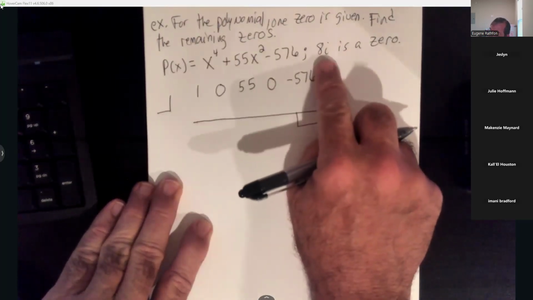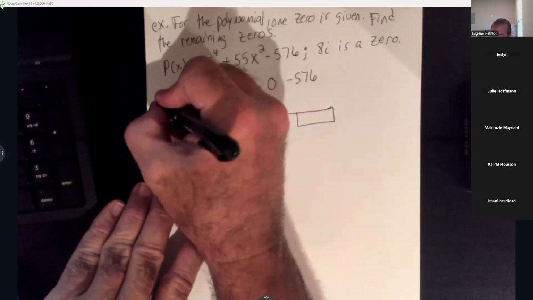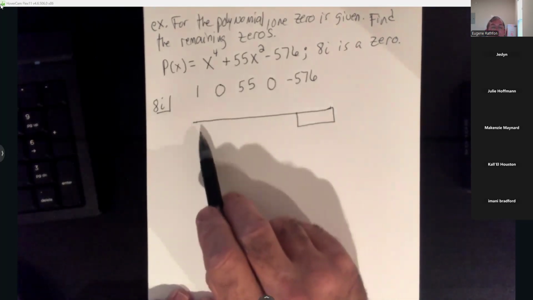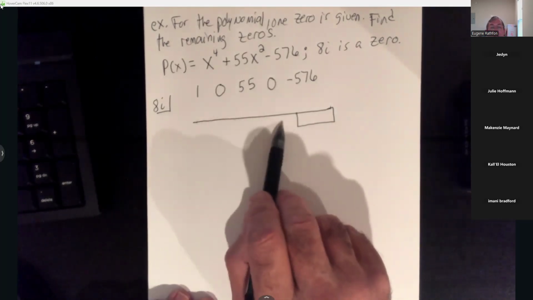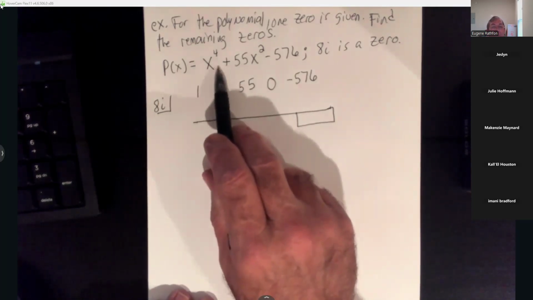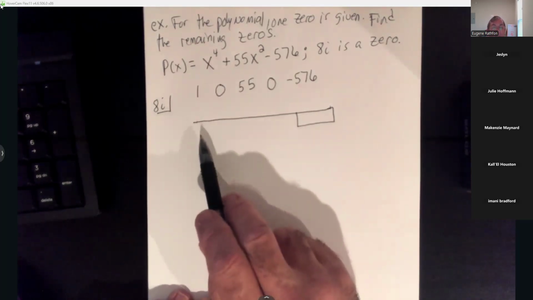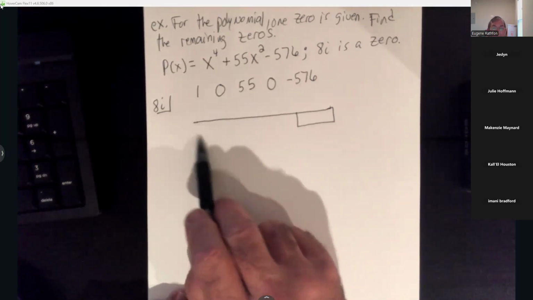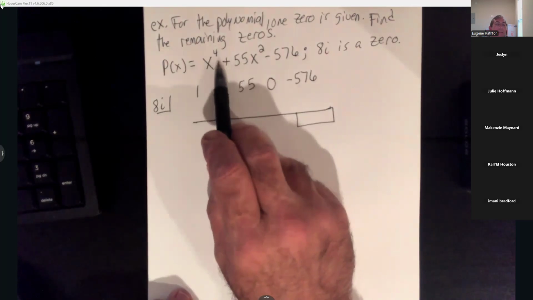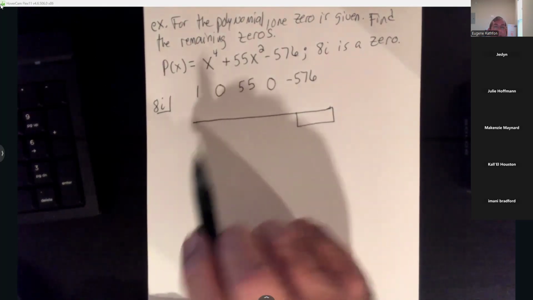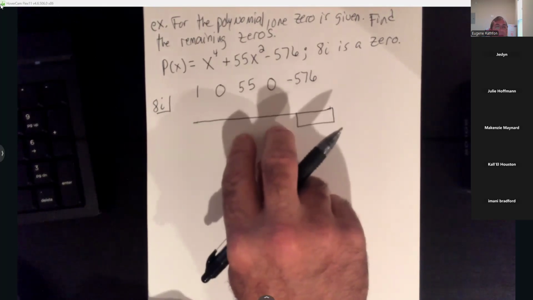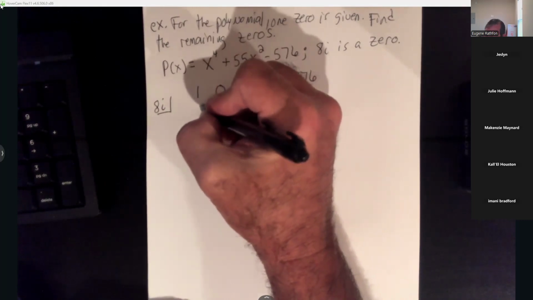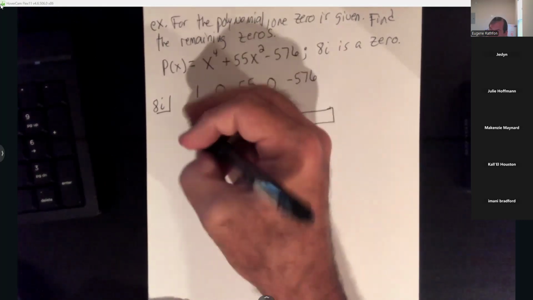Now, they gave me the 0 of 8i. So check this out. When we're done, we're going to have 4 numbers under here. So since I started with an x to the fourth, that means this would be an x cubed, x squared, x, and my number. They're always going to be 1 degree less than the polynomial started, okay? So y'all, let's work this and then I'll show y'all that. So 8i is my 0 I'm checking. So the first thing I'm going to do, bring that 1 straight down.